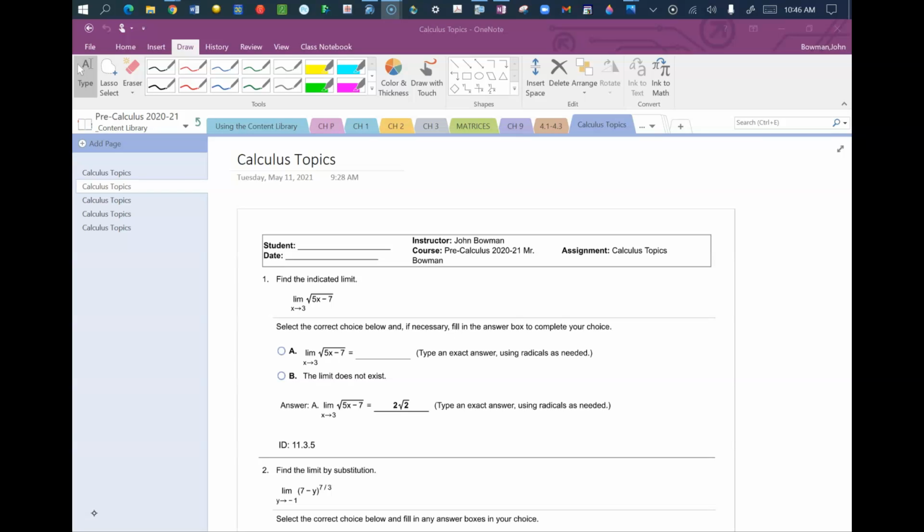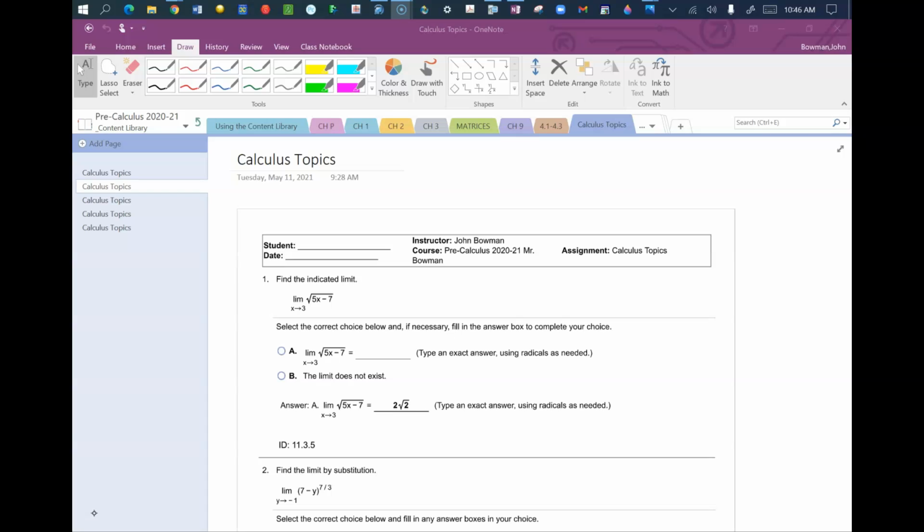So here's the plan for the week. We are going to spend the week talking about calculus topics, and those calculus topics specifically are limits, because if you are taking a calculus class, that is going to be what you're going to start the class with.